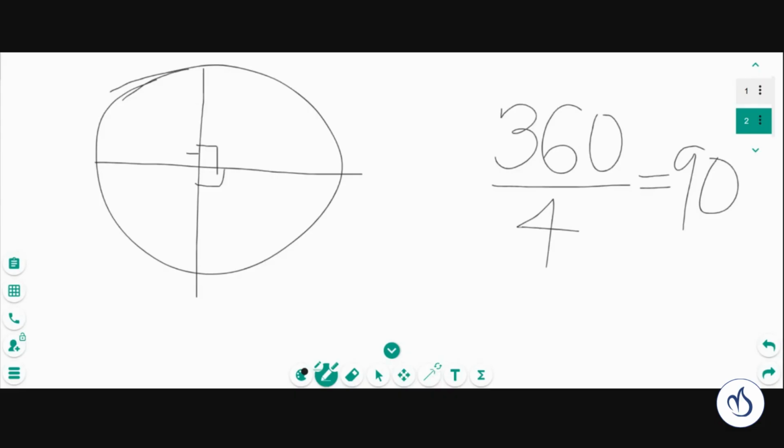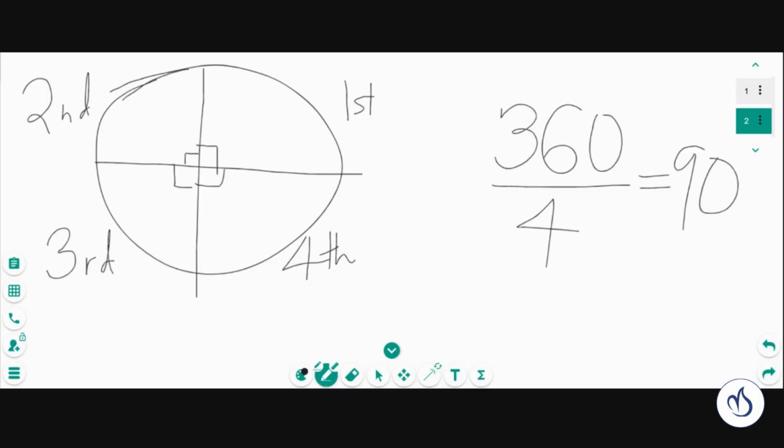Every angle here is 90 degrees. So I call this the first quadrant. I call this the second quadrant. I call this the third quadrant. I call this the fourth quadrant. There are 4 quadrants: the first, the second, the third, the fourth.